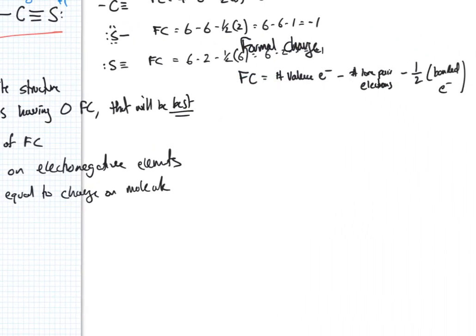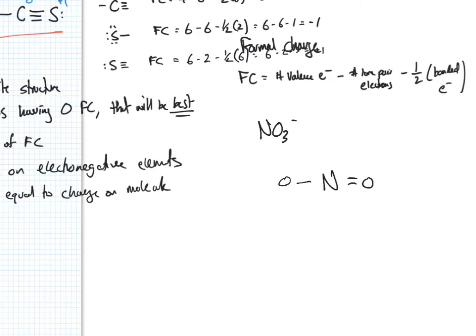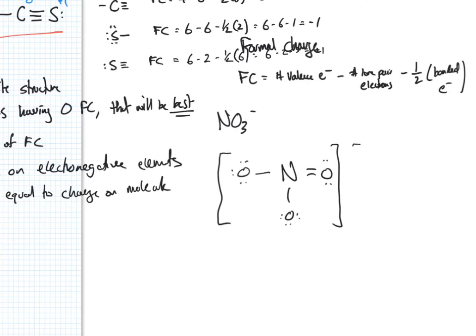Before, we already looked at NO3 minus. So I'll save us the hassle of rewriting the structure. We'll just write it quickly. I don't need to write all the resonance forms out for it. I'm just going to write the molecule down. All right, and with the molecule written like that, we are now going to calculate the formal charge.